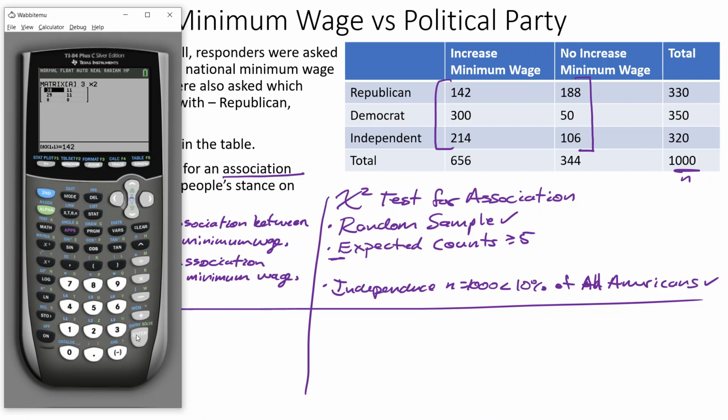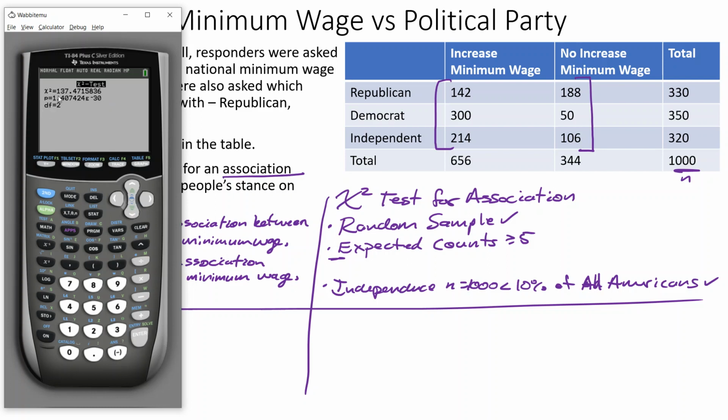So we got 142, enter, 188, it doesn't like you to hit numbers twice, there we go, enter, 300, enter, 50, enter, 214, enter, and 106, enter. So there's all of these numbers right here in the calculator. We're going to quit that. We're going to go to stat, over to test, and down to letter C. There's our chi-squared test. We put our observed in A. Our expected will show up in B, and we can calculate.